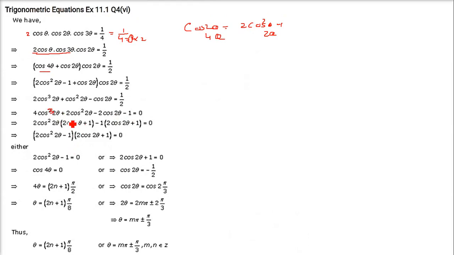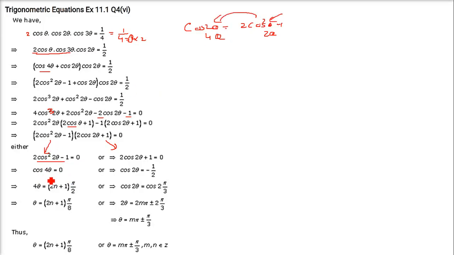Now from here, take from these two, take 2 cos square 2 theta common. When you take 2 cos square 2 theta, this 2 cos theta will remain inside. In these two, you take minus 1 common. You get 2 cos 2 theta plus 1. So either this 2 cos square 2 theta minus 1 equal to 0 or 2 cos 2 theta plus 1 equal to 0. 2 cos square 2 theta minus 1 is the formula of what? It is simply cos 4 theta. So cos 4 theta is equal to 0.